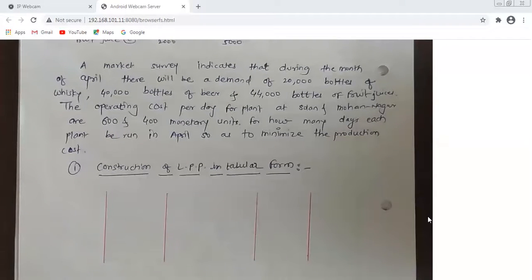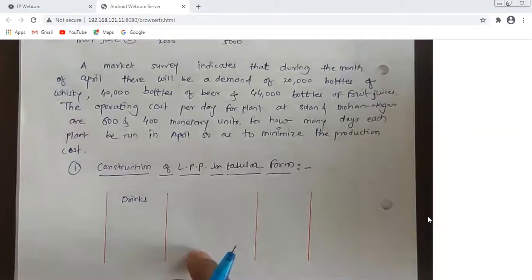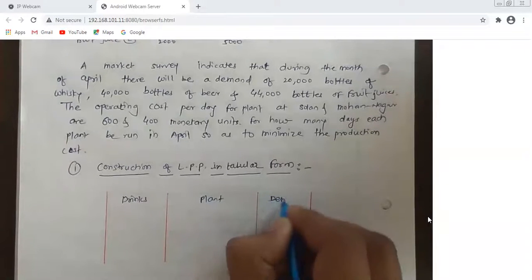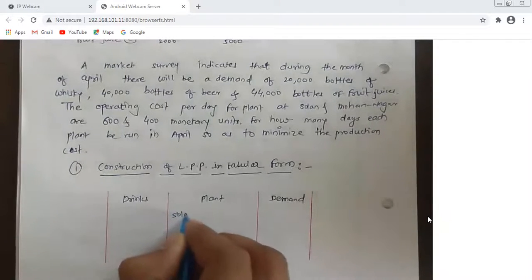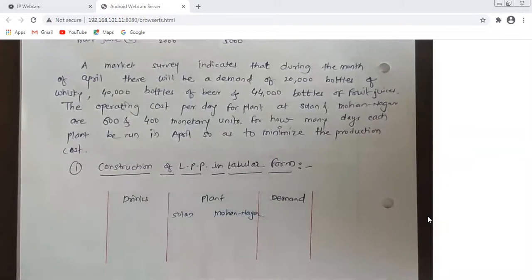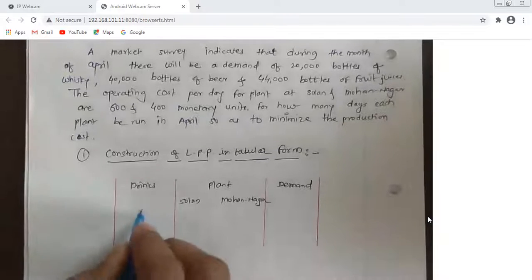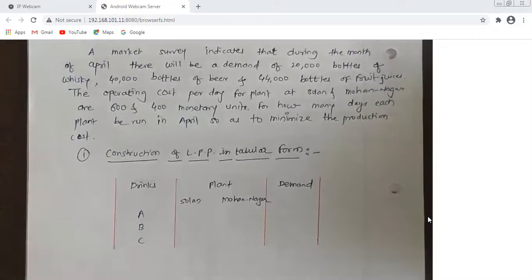See, in the first column, I will take drinks, in the second column, I will take plant, and in the third column, I will write demand. There are two plants. One is at Solan, so I will write Solan, and the second is at Mohan Nagar. Now we know that there are three drinks, A, B, C, as given in the question. So I will write A, B, C, and they have given the production quantity per day.